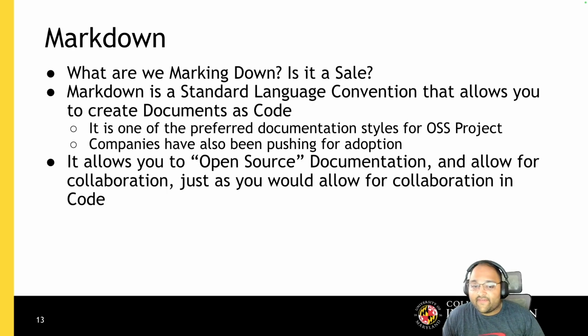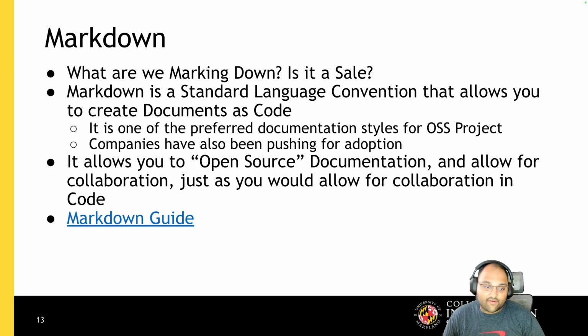Now, the benefit of this is it allows us to open source documentation and allow for collaboration, just as you would allow for collaboration in code. You can have a centralized repository of all your docs, and someone can fork it, add docs, someone can create another branch and modify docs, etc. So it's really collaborative, and it allows for it really easily.